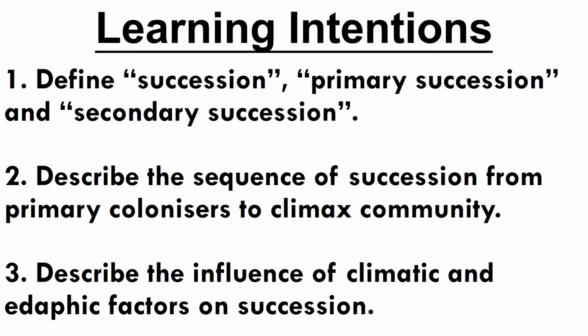What you need to be able to do is define succession and two different types, which are primary and secondary. And then there's a sequence of events which goes from primary colonizer to climax community. So you have to describe that sequence of events. And also there's a couple of factors which affect succession, which kind of living things take part in it. And they're climatic and edaphic factors. So you need to describe the influence that that would have.